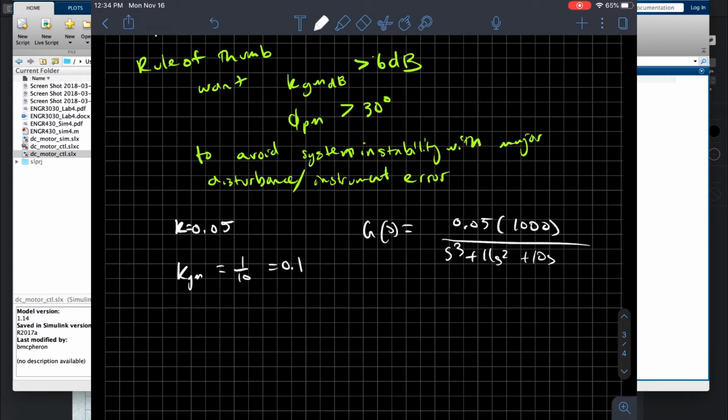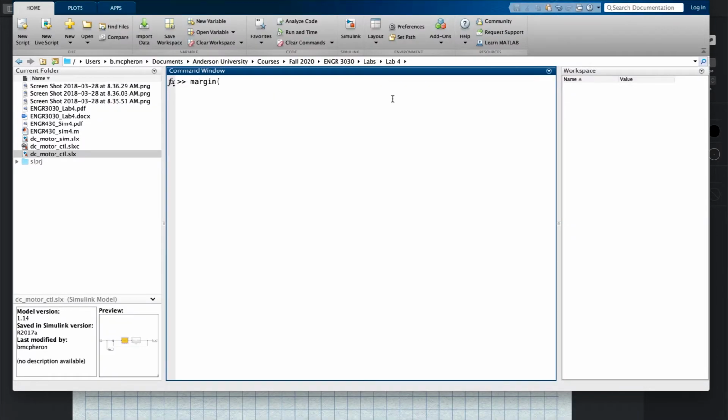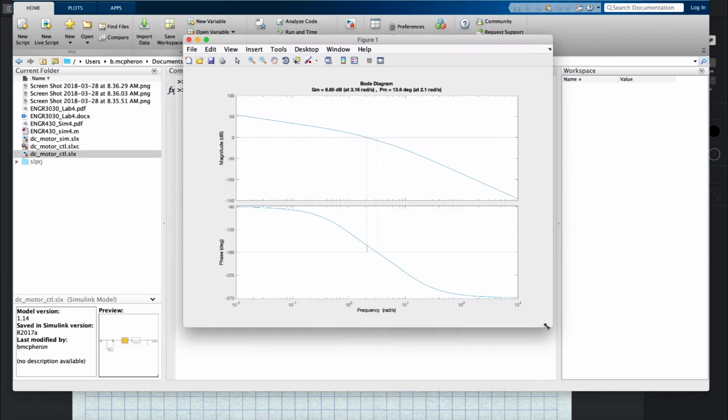So let's hop over to MATLAB and check it out. I'll take the margin of the transfer function of 0.05 times 1000, that's my numerator, and my denominator will be 1, 11, 10, 0. Close my parentheses, hit enter, and see what happens. What I get is a gain margin of 6.85 decibels. That meets my rule of thumb, and a phase margin of 13.6 degrees.